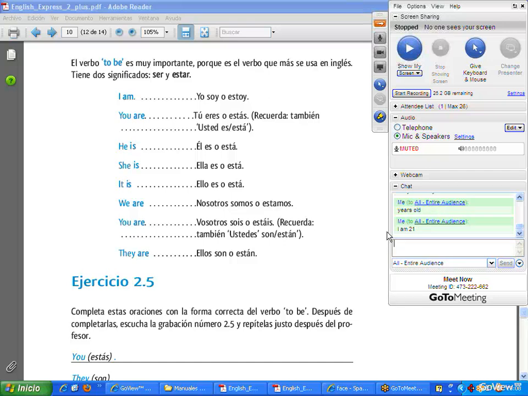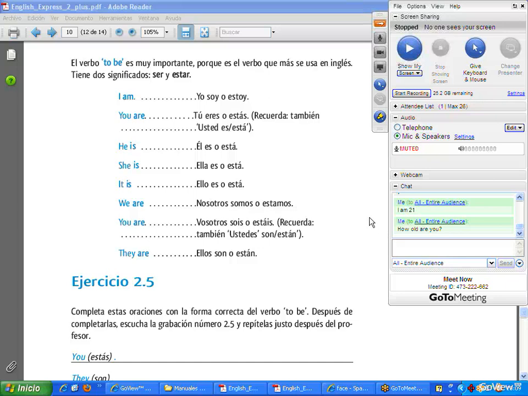Tienes hambre. We don't use the verb tener. In English, we say, are you hungry? Tengo hambre. I am hungry. These are important to learn. So, age is. Hunger is. Thirst is. Tiene sed.